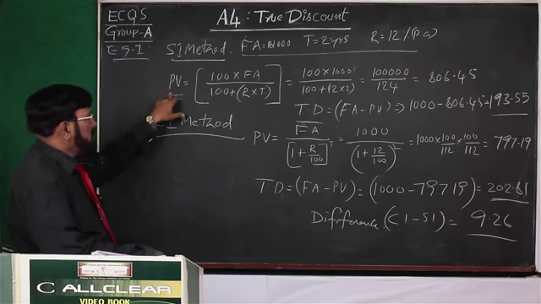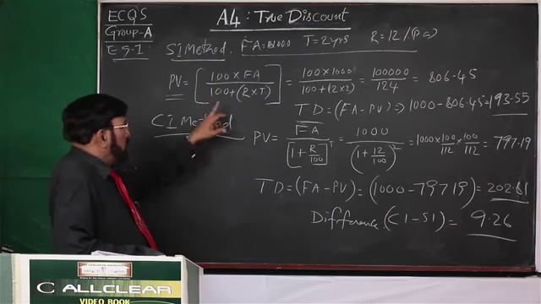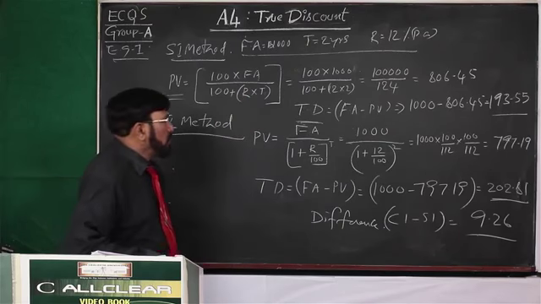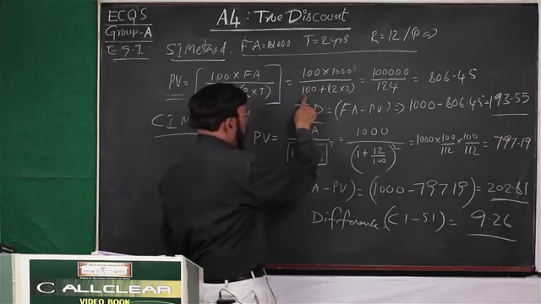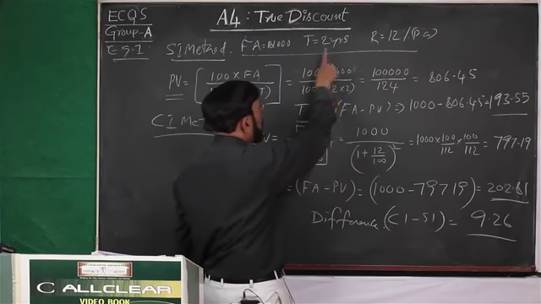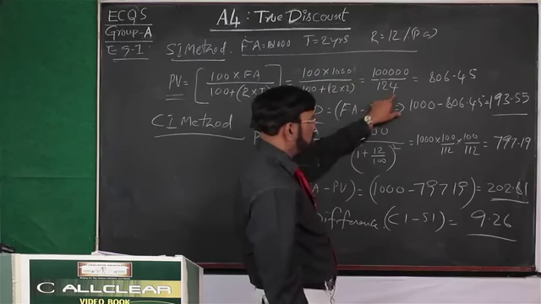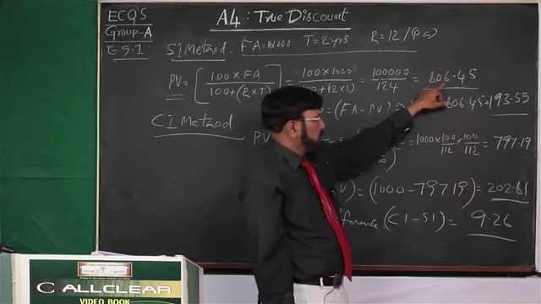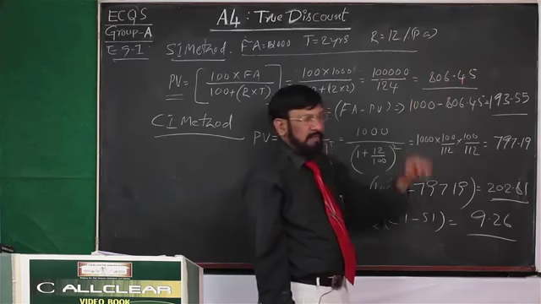Simple interest calculation method: PV is equal to 100 into FA, 100 into future amount by 100 plus rate and time. So here 100, future amount 1000, 100 plus our rate 12% and time 2 years. Then this is 1 lakh by 124, and PV is 806 rupees 45 paise.